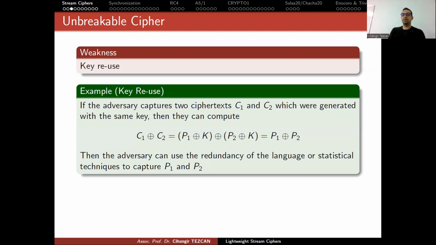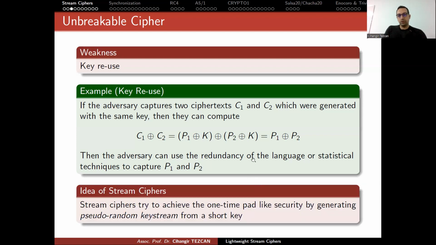And this actually happened during the Second World War. I think it was called the Venona project. Americans listened to many Russian communications because they assumed that the Russians were using the same one-time pad, and they actually did that. So they could easily capture a lot of plaintext.